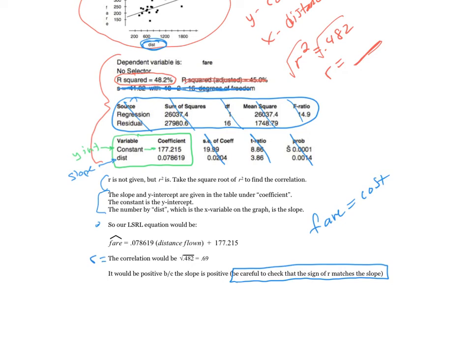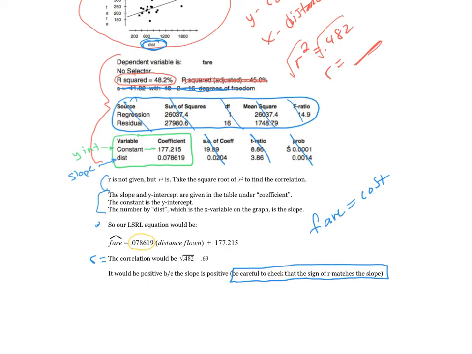So now I could plug in distances flown, and I could predict the cost of a flight. And we might want to mention how we could talk interpretation again of the slope. The slope is about 0.08. It means that for every mile flown, it adds about 8 cents to the cost of the flight.